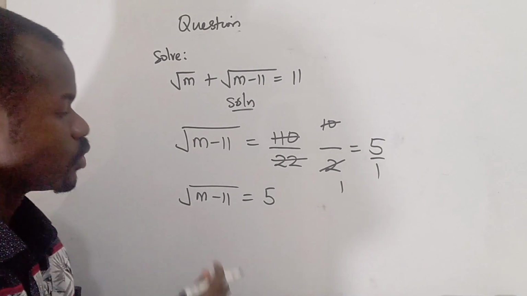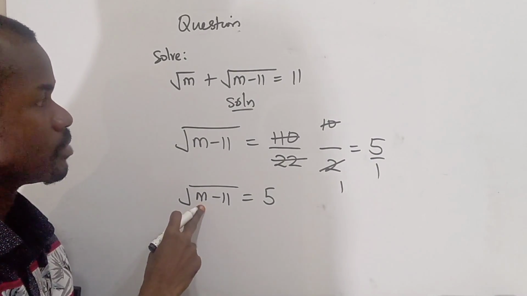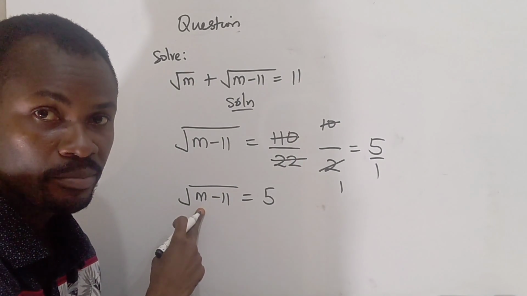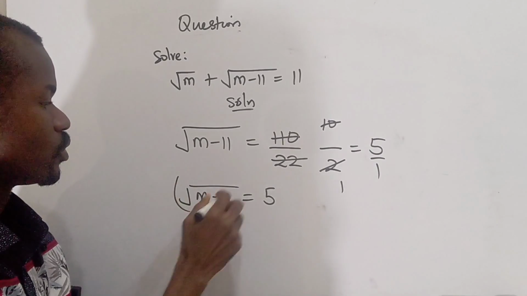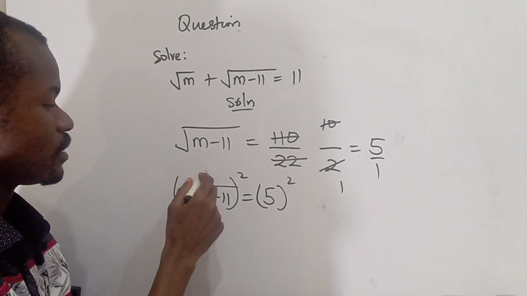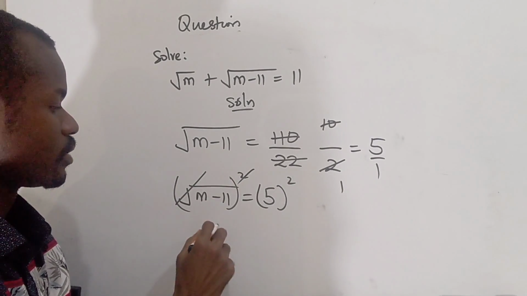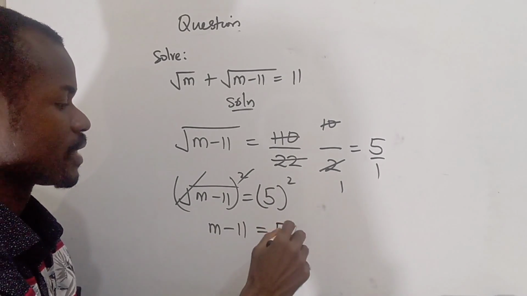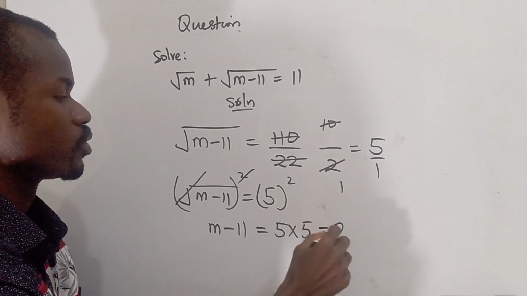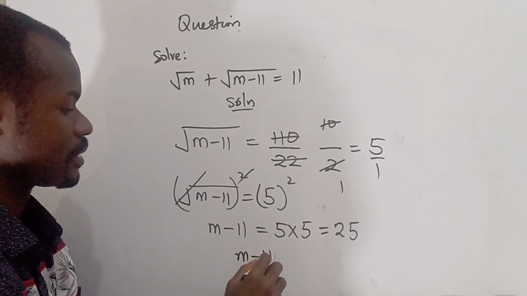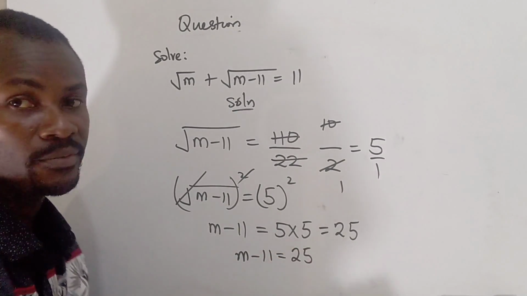Now from this, how do we find m? Because we have to solve this, it means we have to solve for the value of m. So I'm going to square both sides. If I square both sides, this will take out the square root. So I'm left with m minus 11, which is equal to 5 squared, meaning 5 times 5, which is equal to 25. So we have m minus 11 is equal to 25.